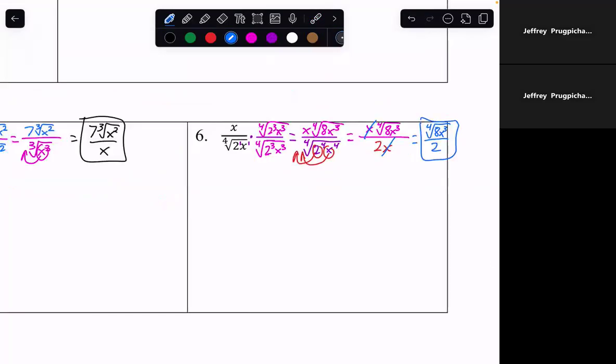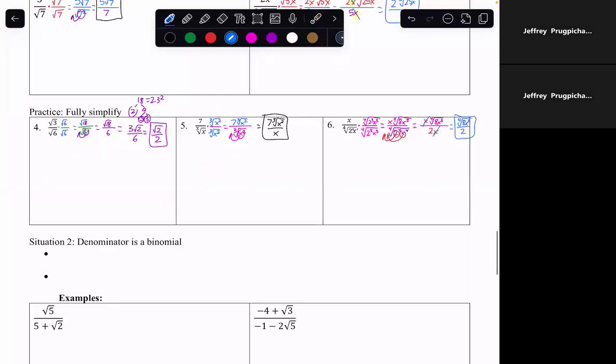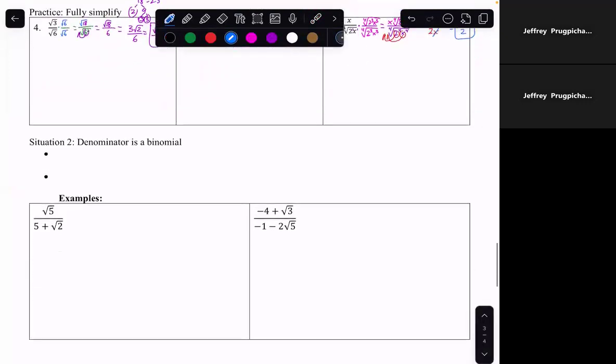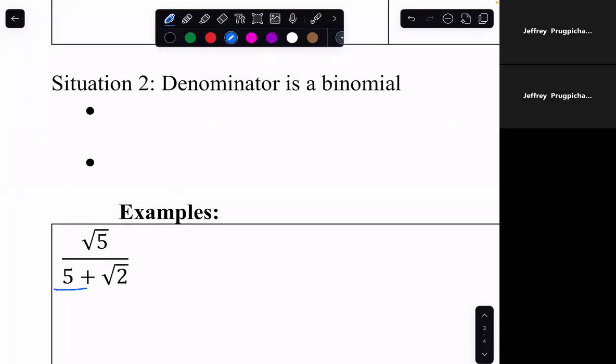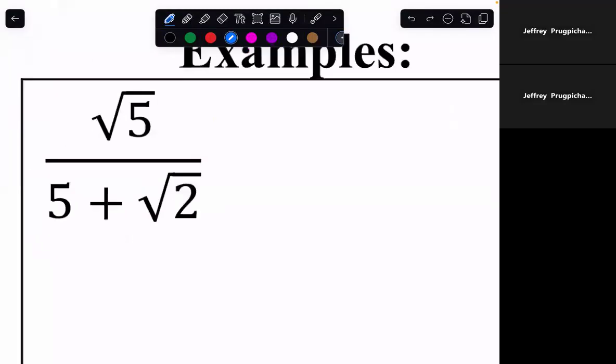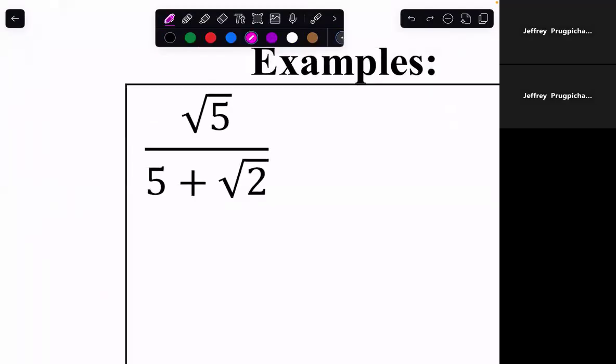All right, so we have one last topic. This is still division, but the denominator is now not a single term, it's a binomial, right? So there are 2 terms separated by a plus or a minus. Okay, so the previous strategy will not work. You don't need to write this, but please just watch.